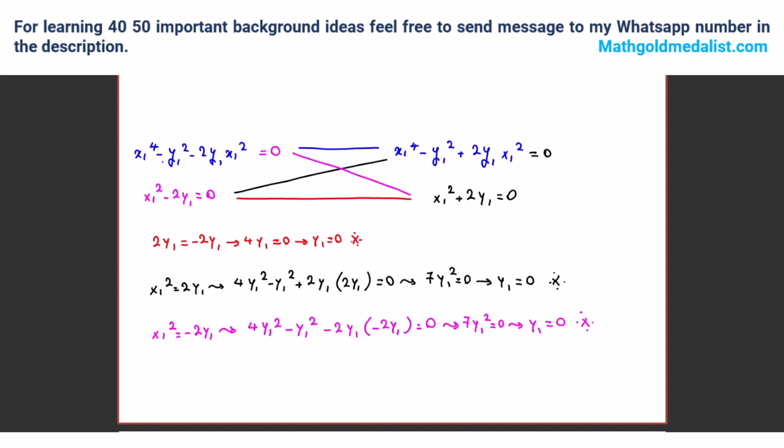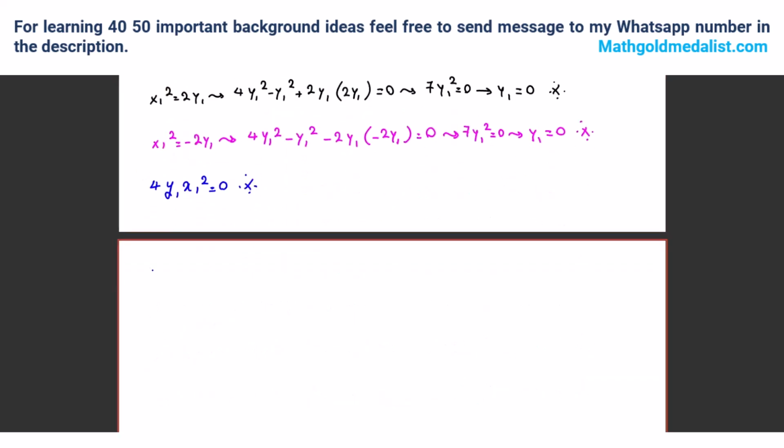Now let's check last one, this case. So if we subtract this minus this one, x1 to the 4 and negative y1 squared would be cancelled. So 4y1 x1 squared is 0, and that's a contradiction because we said x1 and y1 are not 0. So we reach contradiction, we can have only one of them. So first answer is f of x is equal to 0 for all x's. Next one, f of x equals x squared. And last one, f of x is equal to negative x squared.